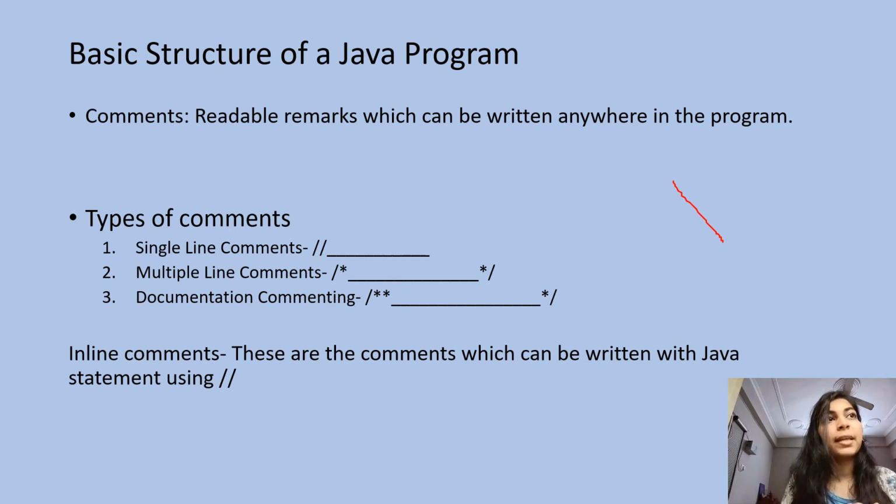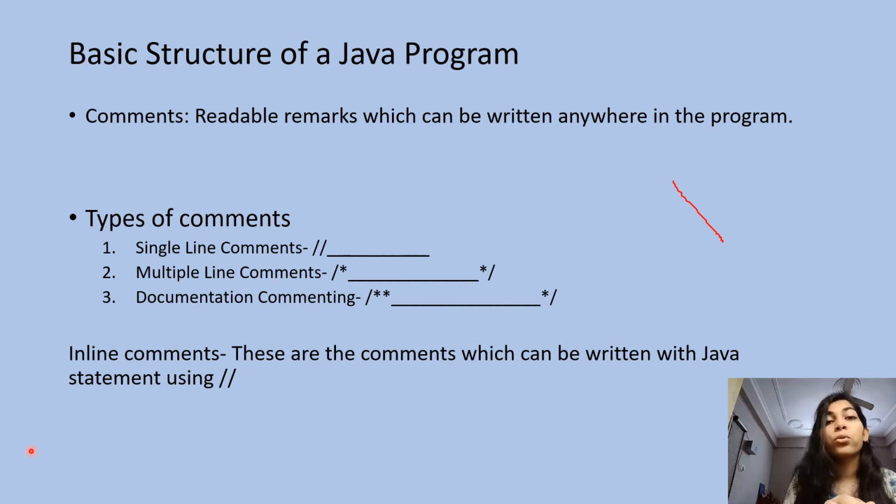Now, the second being multiple line comments, which start with one forward slash followed by an asterisk. This is known as an asterisk, and it ends with an asterisk followed by a forward slash. Any text written between these is going to be ignored by Java. Similarly, documentation commenting starts with a forward slash followed by two asterisks, ends with an asterisk followed by a forward slash, and any text written between them is going to be ignored by Java, right?